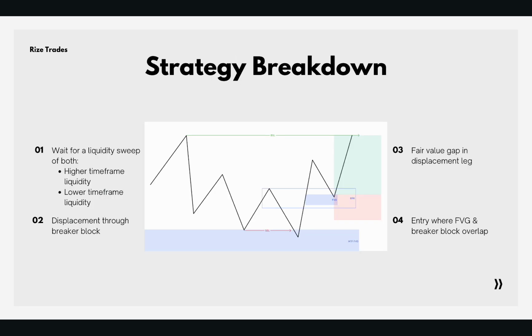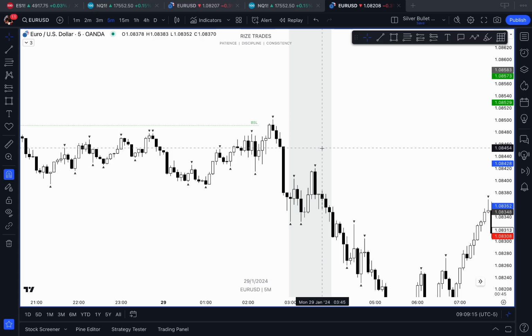But the real power comes when we combine both of these concepts together. And as ICT says, this is then his favorite entry model, called the unicorn entry. Essentially, a bearish breaker is the last down close candle before the liquidity sweep.